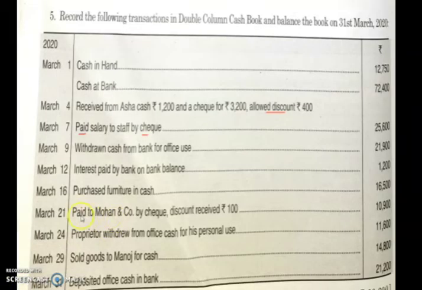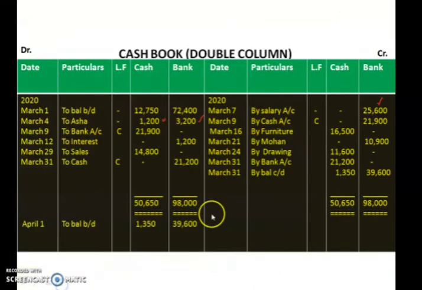Okay, so that was March 21st. Now the next transaction is on March 24th. Proprietor withdrew from office cash for his personal use. So here also cash withdrawal is there for personal use. Personal use means what? Drawing. So drawing account is debited to cash account. So here withdrawal, or we can say payment. So cash is moving out. So which side will you show? March 24th by drawing, because the payment cash is going out. So in the cash side you will write 11,600.